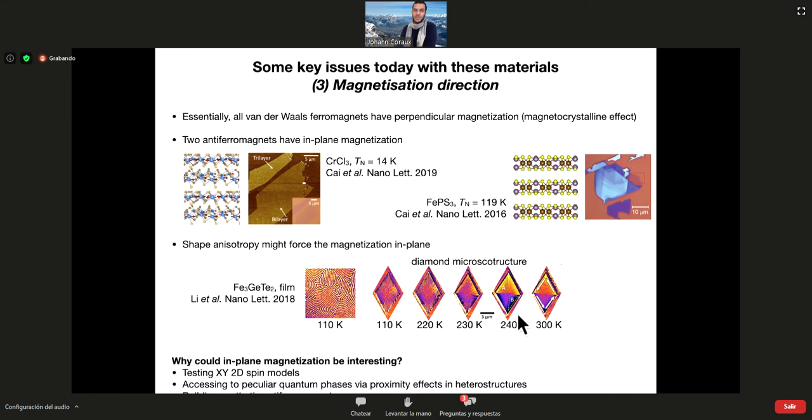materials. So why is it interesting? We heard that in the previous talk. You, for instance, would like to be able to test these famous XY 2D spin models. You may also be able to access particular quantum phases via proximity effects in heterostructures if you use one of the van der Waals compounds that would have an in-plane magnetization. And you could also think of building synthetic antiferromagnets based only on 2D materials.